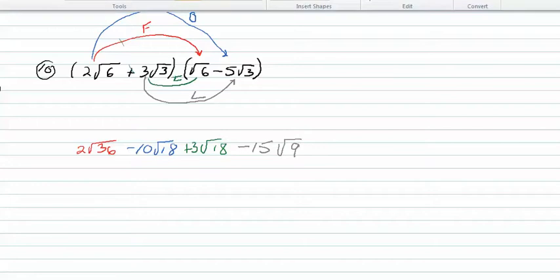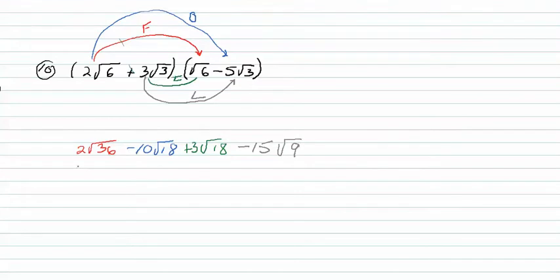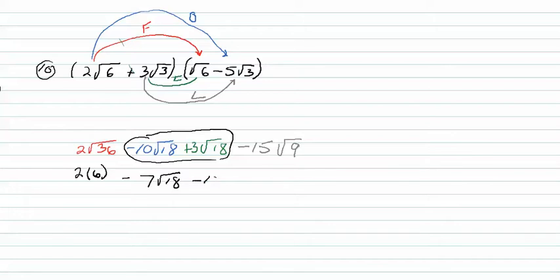Okay, now I'm going to go back to my black color and do the math here. I keep the 2. What's the square root of 36? Is 6. So this becomes 2 times 6 because I simplified that. Then I have a negative 10 radical 18 and a positive 3 radical 18. So I have a negative 7 radical 18. And then I have a negative 15, and I'm going to multiply it with the square root of 9, which is 3. Okay, so I'm at that point.